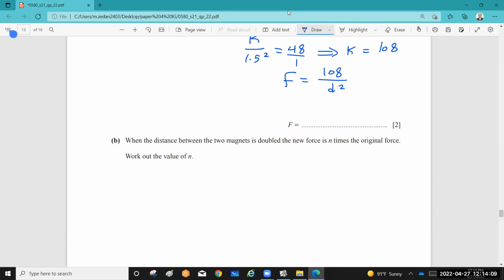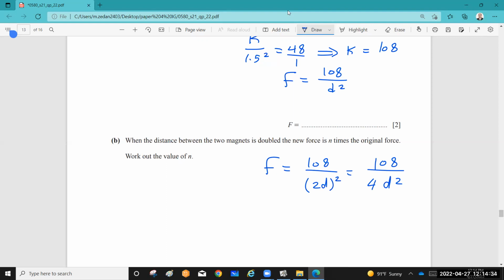And this question, when the distance between the two magnets is doubled, the distance is doubled, that means the force will be 108 over 2d squared. Be careful. The 2d, the full 2d will be 2d squared. So after squaring this one will be 4d squared. Yes.